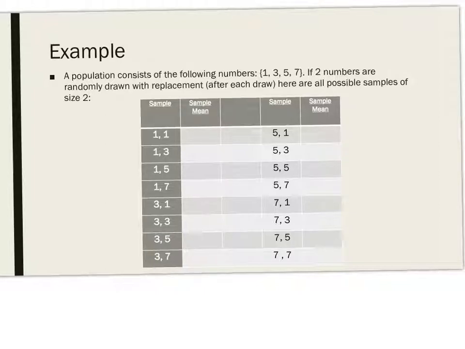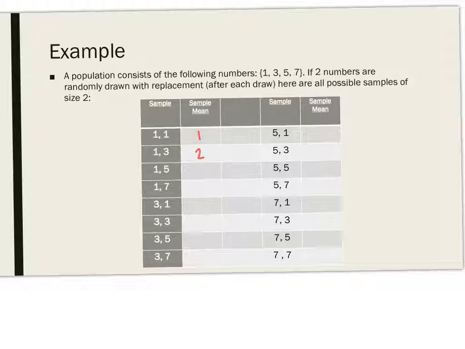And so here's what happens. When you draw with replacement, I give you all the possible samples that can be created. For instance, the smallest sample that can be created is if you draw 1 first, put it back in, and then draw it again. We're going to calculate the sample mean of those 2 numbers. So 1 plus 1 is equal to 2. But we have 2 numbers, so we divide 2 by 2, and we get a sample mean of 1. Next, we can take out a 1, put it back in, then take out a 3. So 1 plus 3 is 4, divided by 2 is 2.